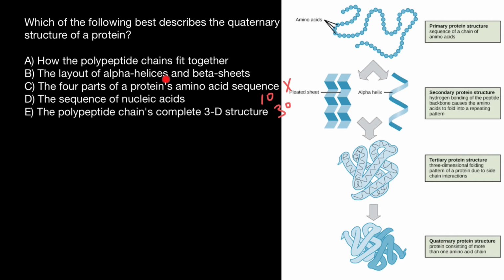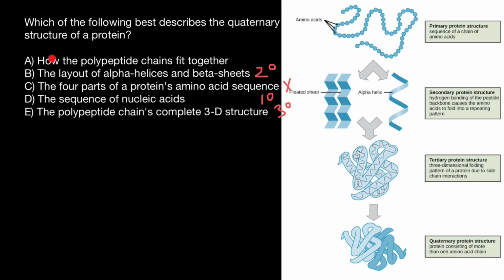Variant B, layout of the alpha helixes and beta sheets, and this is example of the secondary protein structure where hydrogen bonding of the peptide backbone cause the amino acid fold into the repeating pattern with the alpha helixes or beta-pleated sheets. So this is example of the secondary structure.